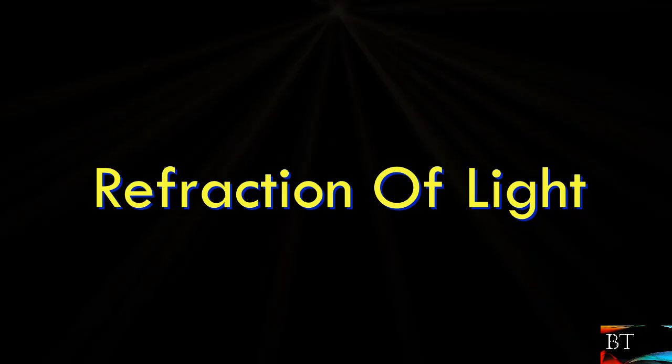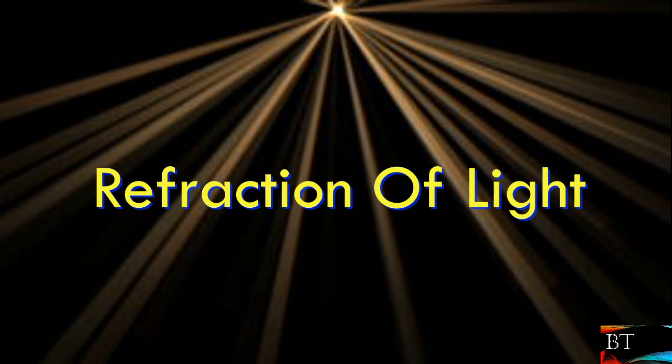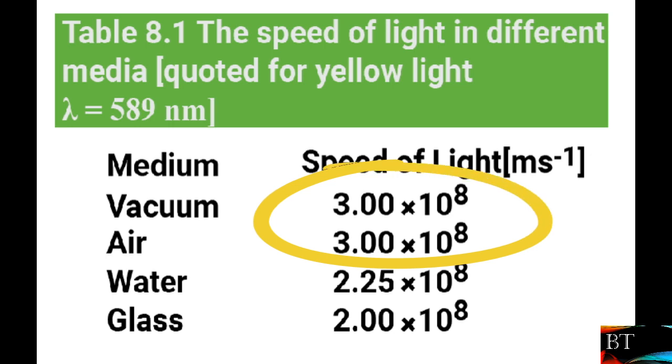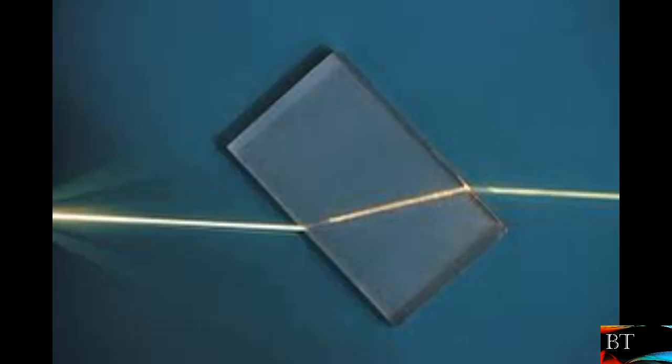It is refraction of light. Light travels with different speed in different media. It travels faster in air than in water or in glass. The speed of light is maximum in air and which is equal to 3 into 10 raised to 8 meter per second. The speed of light in a medium decides the optical density of the medium.